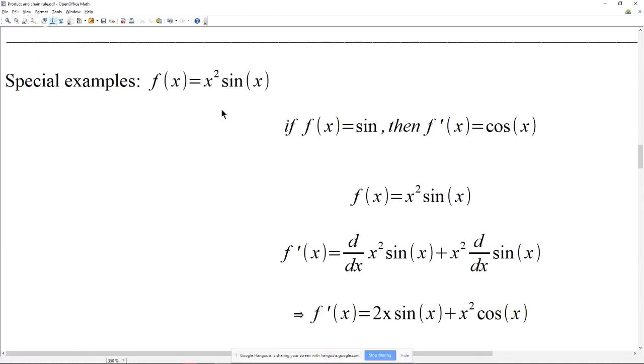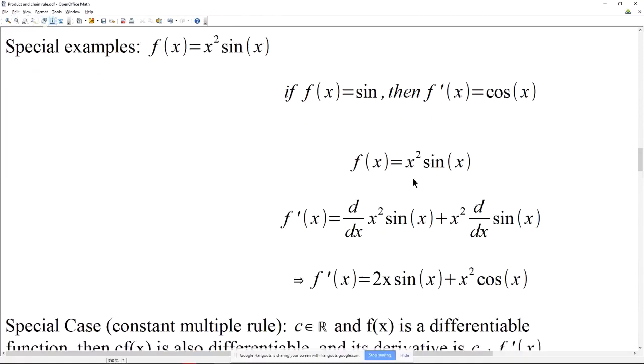But okay, so we're moving on here. Assume that the function f of x equals sine x and f prime of x equals cosine x, right? Yes, RSC got it right, but RSC's smart. You're exactly right. It would be 2x plus cosine x.